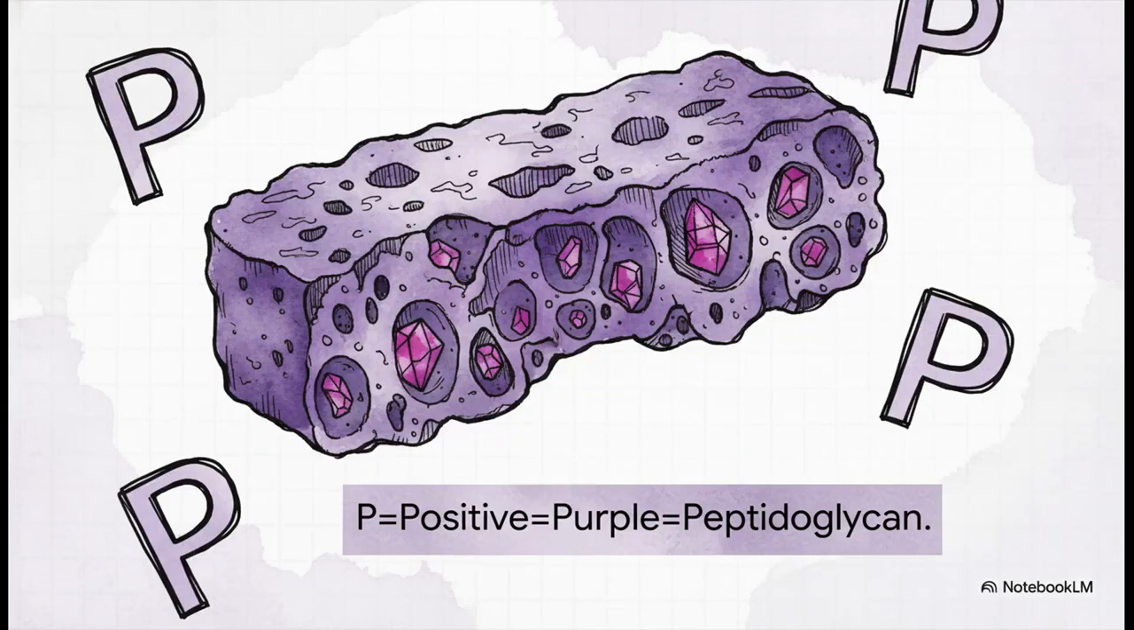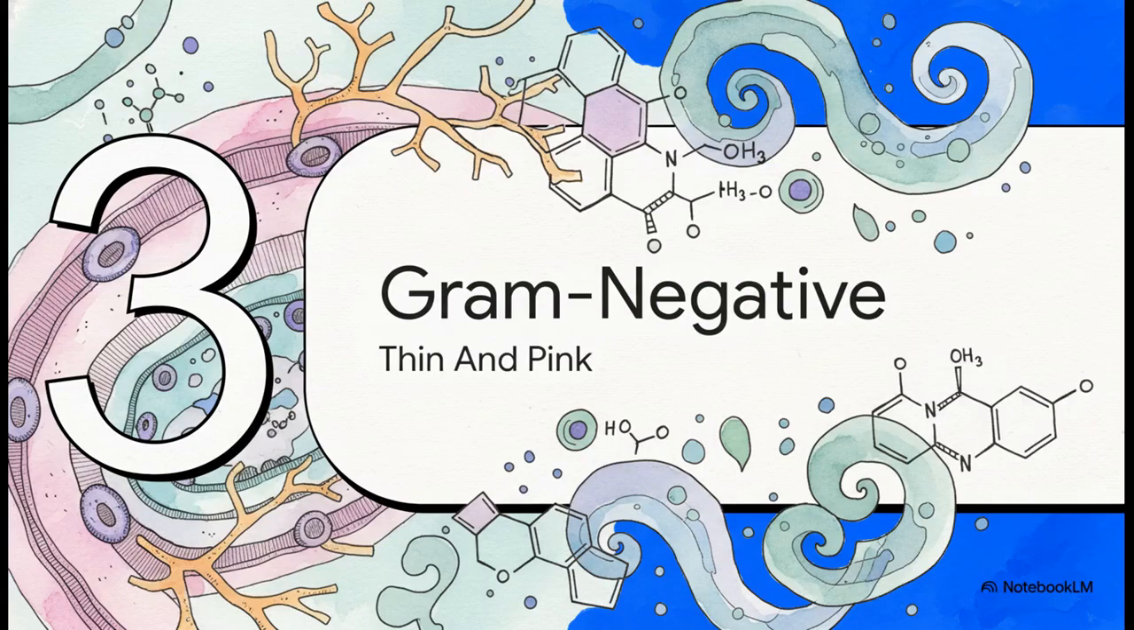Okay, grab your notebooks, because here is your first major mnemonic anchor for the exam. I want you to think of gram-positive walls like a really thick, absorbent sponge. When that crystal violet dye is applied, it gets completely trapped deep inside that thick peptidoglycan sponge. So even when the harsh alcohol wash hits it, the dye isn't going anywhere. Just remember the 4 Ps, okay? P stands for positive, which equals purple, which equals a thick peptidoglycan layer. Easy, right?